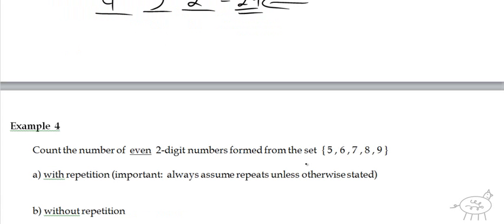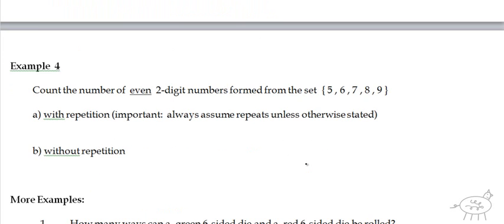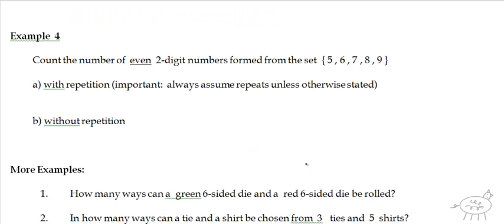Some more examples here. Example 4. Count the number of even 2-digit numbers. So we got all kinds of different types of problems here, math fans. Count the number of even 2-digit numbers formed from the set 5, 6, 7, 8, 9. So with repetition. And it even says, important, always assume repeats unless otherwise stated. So we're always going to assume that you can repeat a number. Okay? All right, and it's with repetition here.